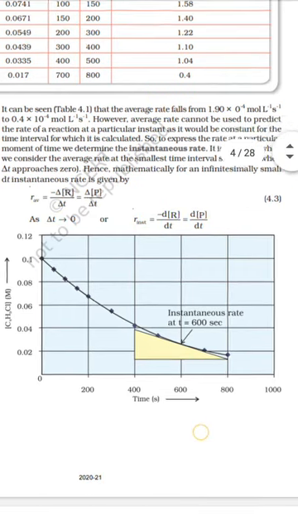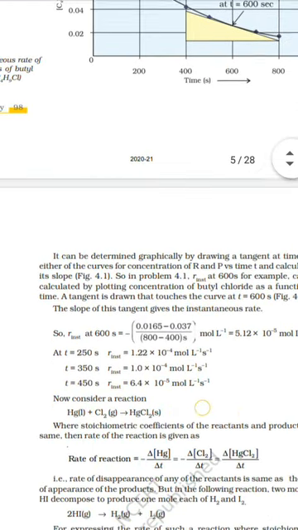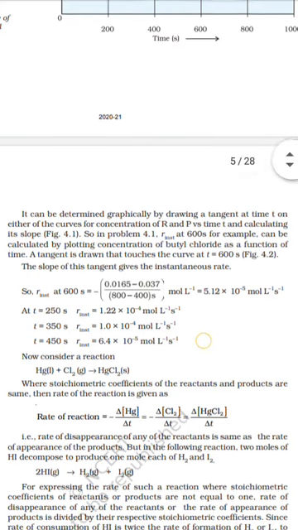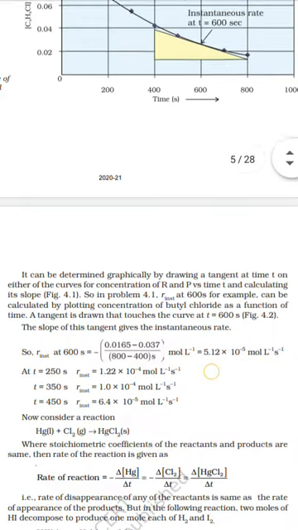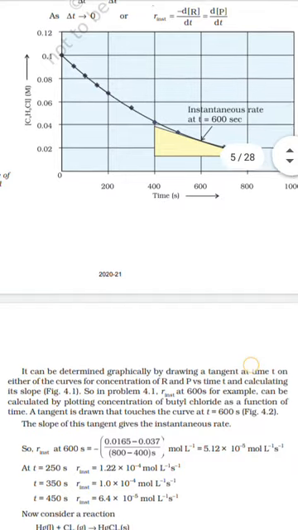The graph is given, so observe this graph. It can be determined graphically by drawing a tangent at time t on the curve for the concentration of R and P versus time t and calculating its slope. So in problem 4.1, R instantaneous at 600 s, for example, can be calculated by plotting the concentration of butyl chloride as a function of time. A tangent is drawn that touches the curve at t equals 600 seconds in figure 4.2.